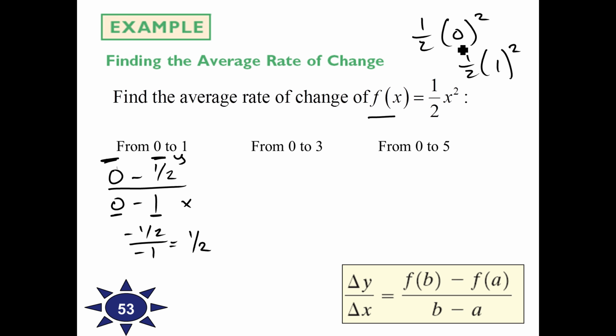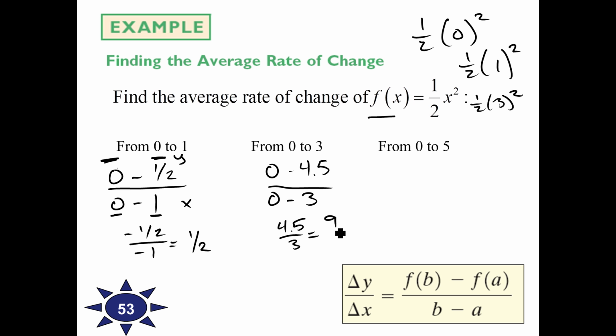Let's try 0 to 3. All right, we already have 0. Let's plug in 3. 1/2 3 squared is 4.5. So 0 minus 4.5 over, and we plugged in an x of 0 minus 3. So we have 4.5 over 3, which would be, if we doubled both of those, 9 over 6, which is 3/2.